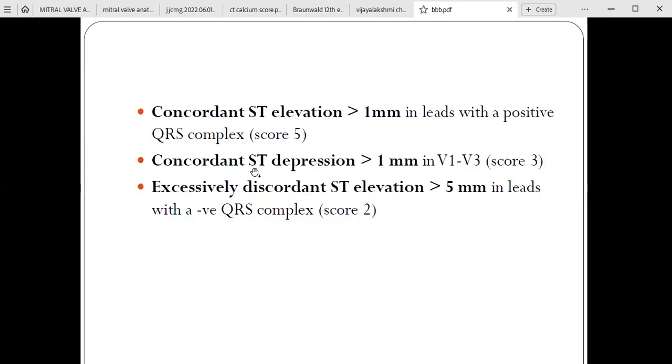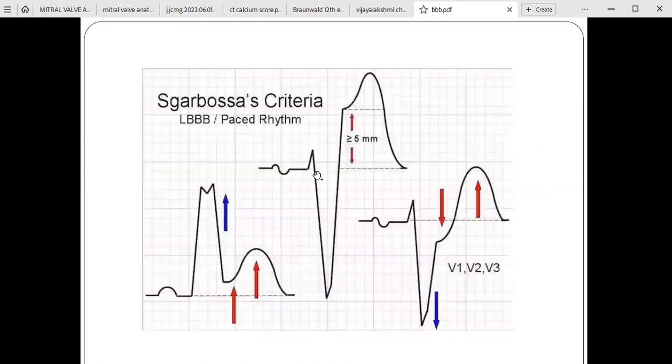Second is concordant ST depression. If you see concordant ST depression, that means the QRS is dominant here. You can see the QRS is negative here, and when it is negative, generally there should be ST elevation.